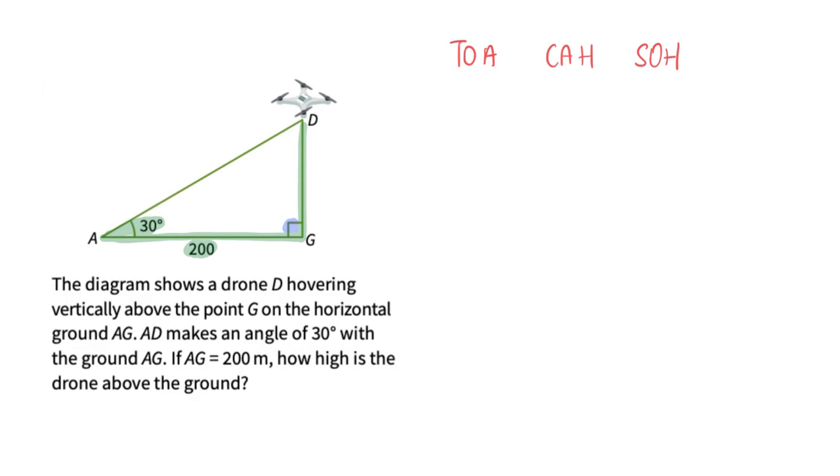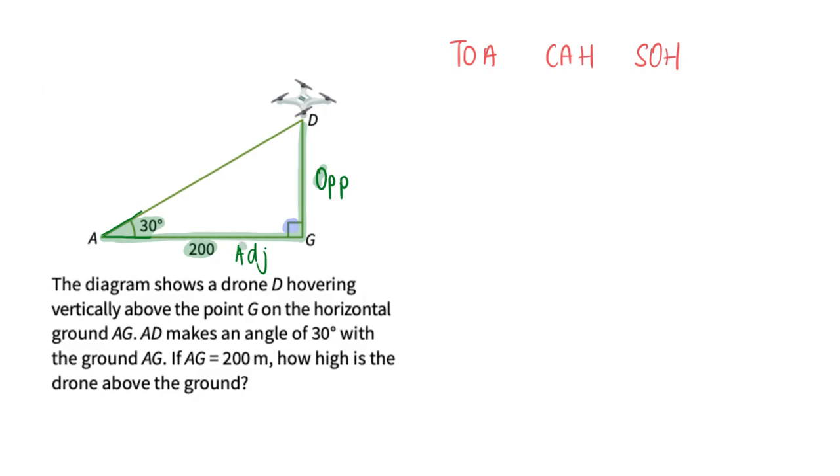With respect to this angle 30 degrees, step 1 would then be for us to identify the sides. We are given 200, and this 200 is making the angle 30 degrees with the hypotenuse. So this will be my adjacent side. We are required to find DG, which is the height of the drone from the ground. So we would then need to look at this. This happens to be the opposite side.